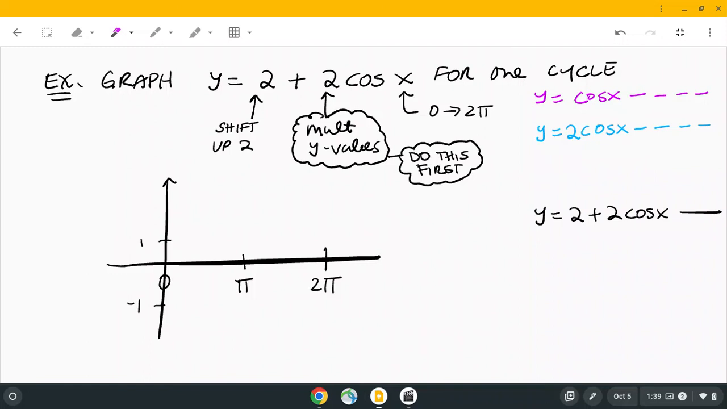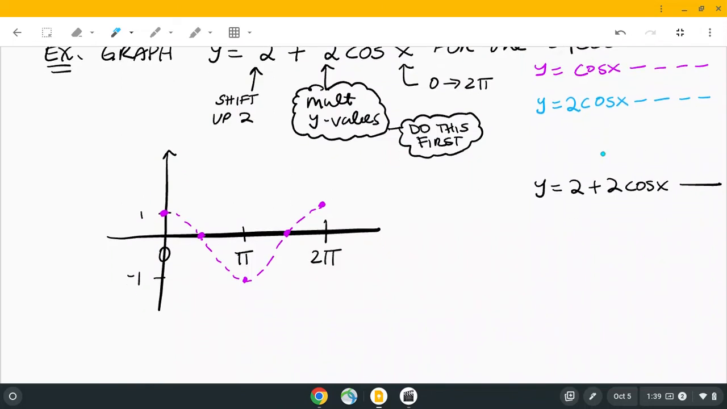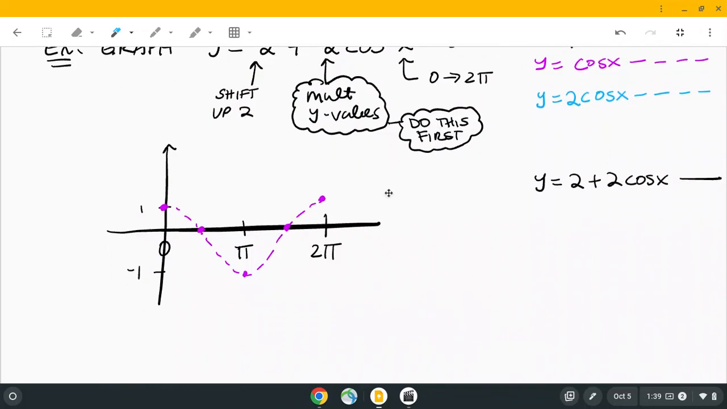All right, so let's start with the original graph. We have cosine x. Okay, so the original graph, we have this, right? Halfway between 0, halfway between 0. All right, so this is the original graph. Okay, and then it says do this first. Whenever you have to multiply the y values, do that first. Okay, so let's multiply the y values by 2. And we're going to do that in blue, since we already used purple.